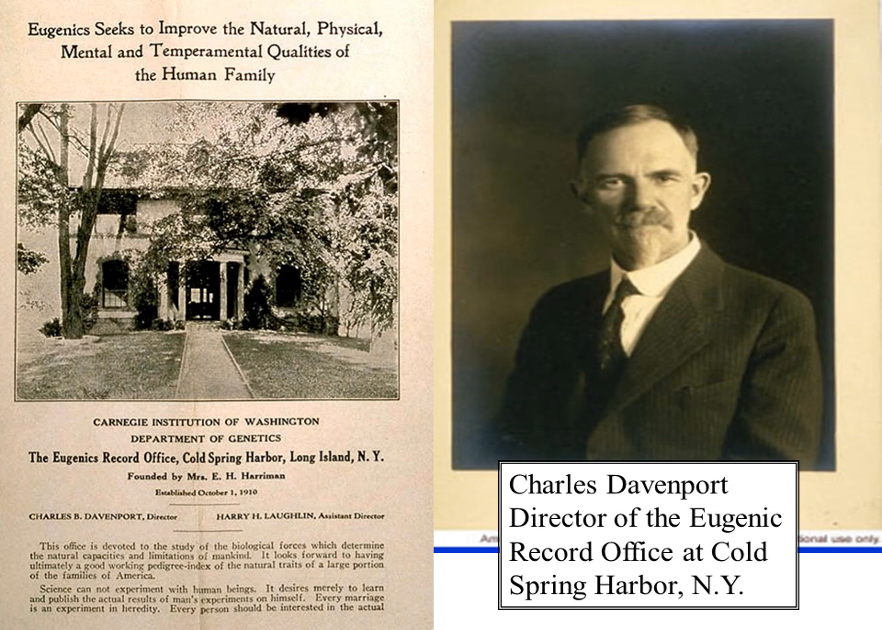At the very bottom, it says this office is devoted to the study of the biological forces which determine the natural capacities and limitations of mankind. It looks forward to having ultimately a good, working pedigree index of the natural traits of a large portion of the families in America. Their idea was, hey, if we can go around and start taking data, much like what Galton and Pearson were doing, because Davenport essentially had the same goals as Galton and Pearson, if we can get a lot of these pedigrees, these traits written down and recorded, then we can start making decisions on who should reproduce and who shouldn't, who is fit and who's not.